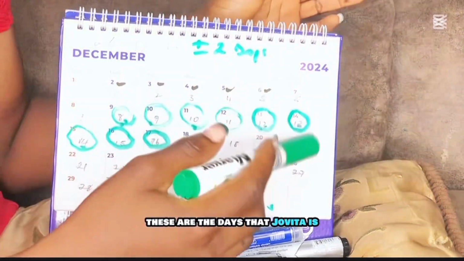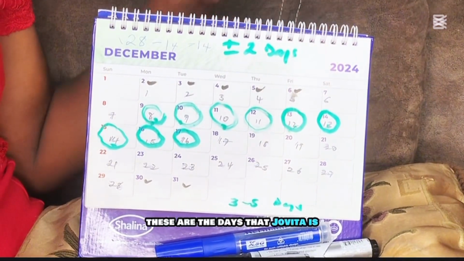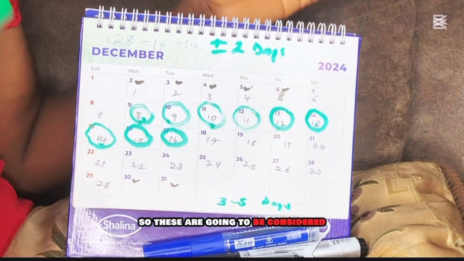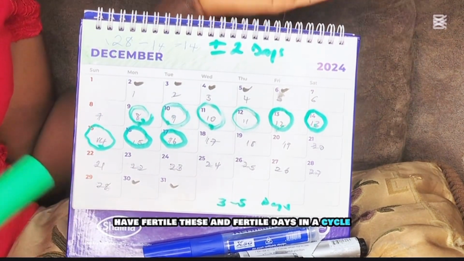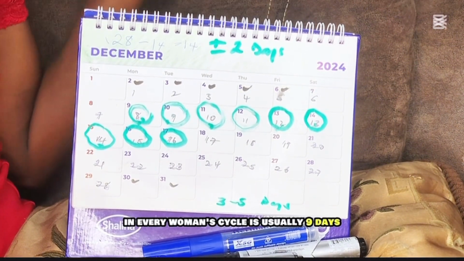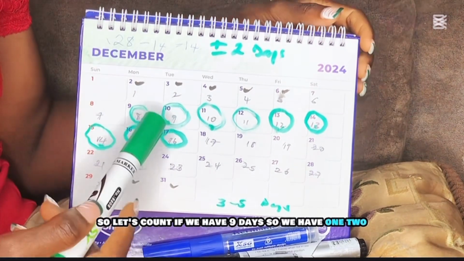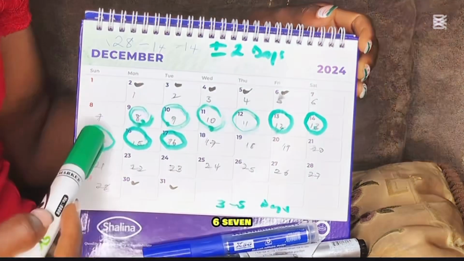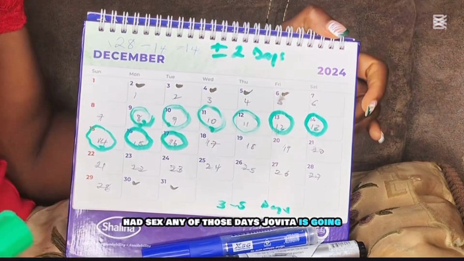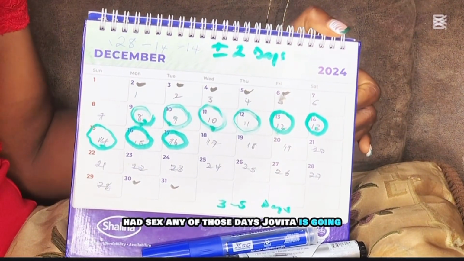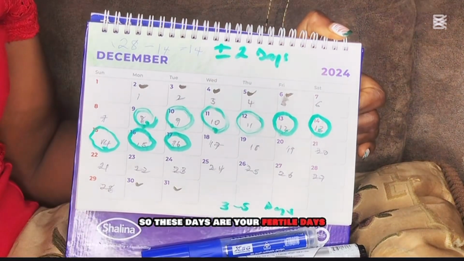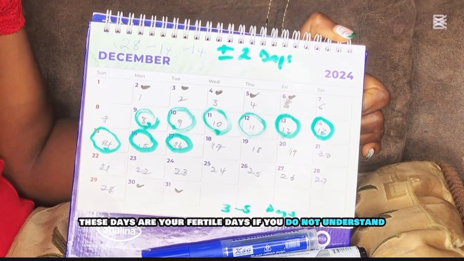Now, these are the days that Jovita is going to possibly get pregnant. So these are going to be considered her fertile days. And fertile days in every woman's cycle is usually 9 days. So let's count if we have 9 days. So we have 1, 2, 3, 4, 5, 6, 7, 8, 9. So if she had sex any of these days, Jovita has a high chance of getting pregnant. So these days are your fertile days.